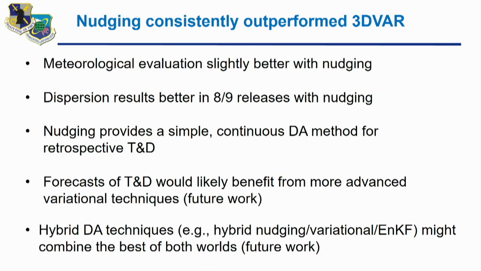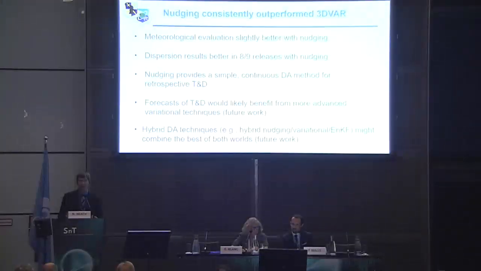So overall, what do these results tell us? Well, we saw that the nudging consistently outperformed the cycling 3D VAR for this case. The meteorological evaluation was slightly better with the nudging, and then the dispersion results were better in 8 out of the 9 releases. So our takeaway from this is that in retrospective scenarios, nudging provides a simple yet effective data assimilation technique for transport and dispersion. These results show why the transport and dispersion community have been using it for so long.